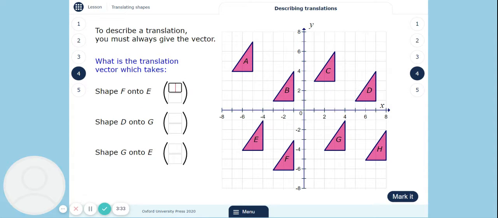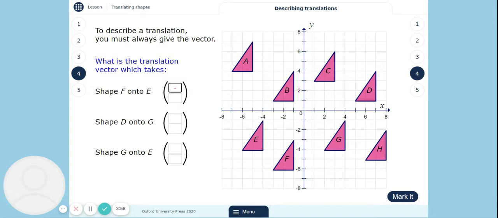So now we want to describe a translation. So we must give the vector, and we've got to remember that the top number is how far right and the bottom number is how far up. So F to E. So this triangle F to E. Now how many right? Well, it's actually moving left, isn't it? So it's going to be a minus number definitely. So I can put a minus in.